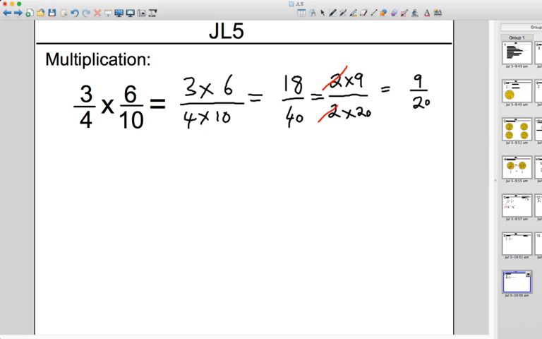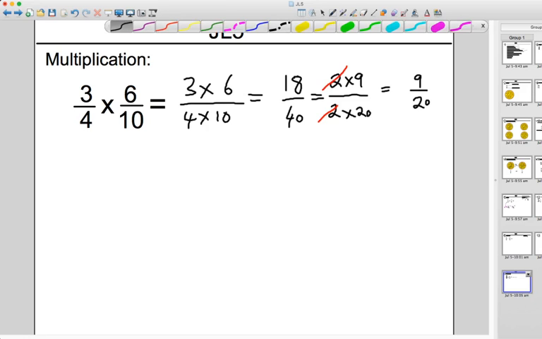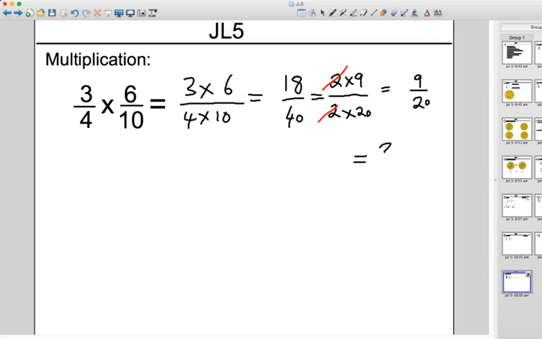Really simple. And you have to go down as low as you can possibly go. It won't go down any further because we should know that 9 is 3 times 3 and 20 is 4 times 5. There's nothing there that will cancel top and bottom, so that is your final answer.